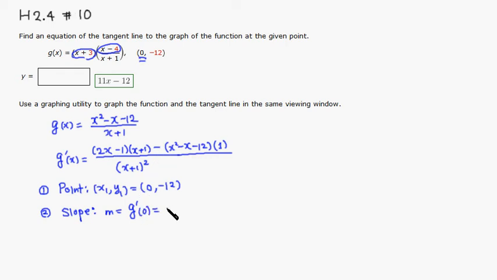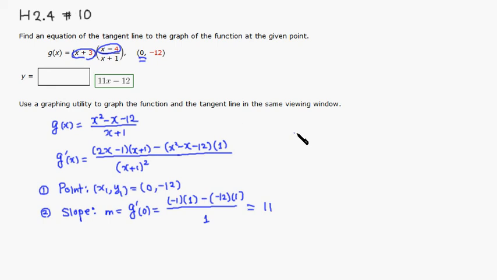If I plug in 0, you get 0 minus 1, so it's negative 1, times 0 plus 1, so it's 1, minus 0 minus 0 minus 12, which is negative 12, times 1, all over 0 plus 1 squared, which is actually 1. So negative 1 plus 12, it's positive 11.